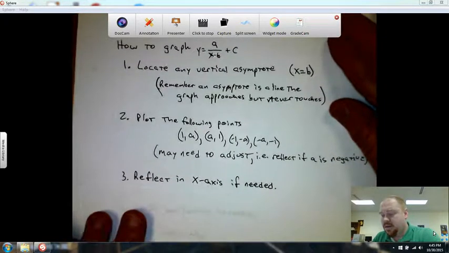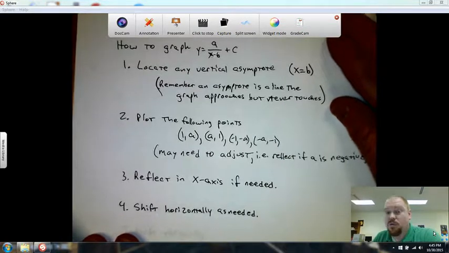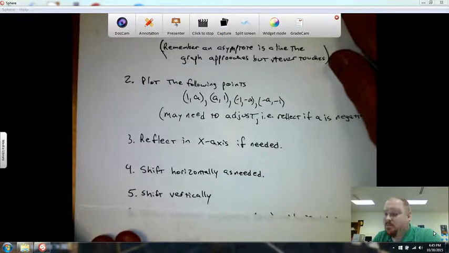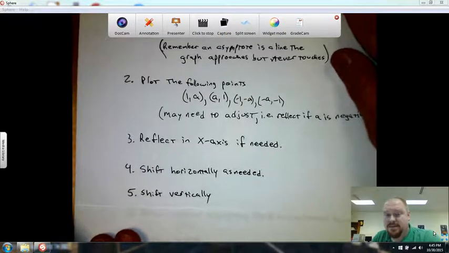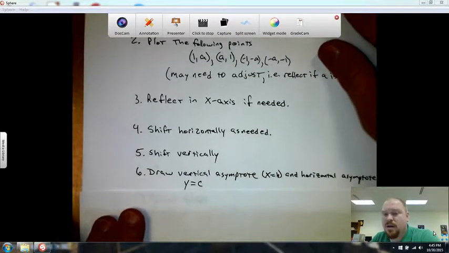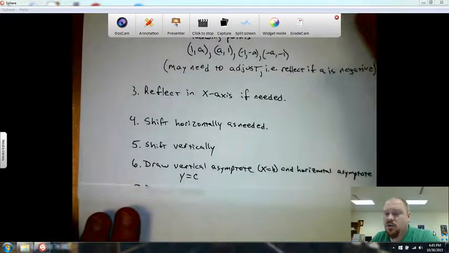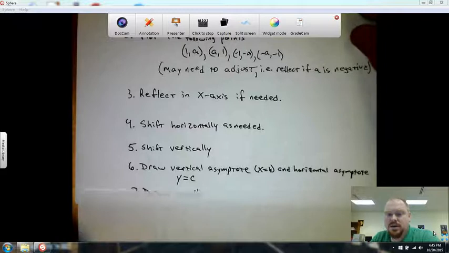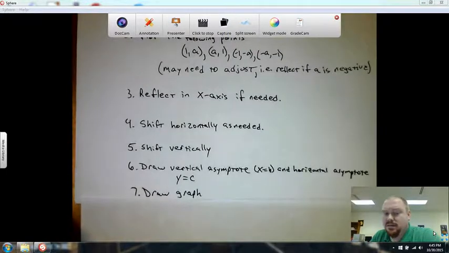Okay. Step 4, shift horizontally as needed. Step 5, shift vertically as needed. Step 6, I'm going to draw in my vertical asymptote and my horizontal asymptote. The horizontal asymptote is essentially the vertical shift. Okay, and then for the 7th step, I actually draw the graph.